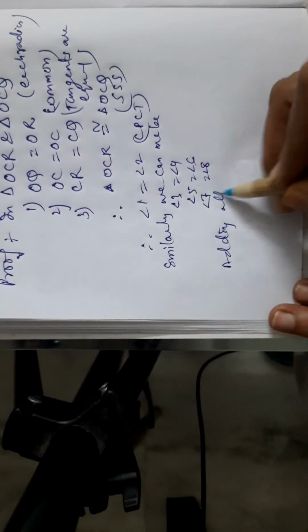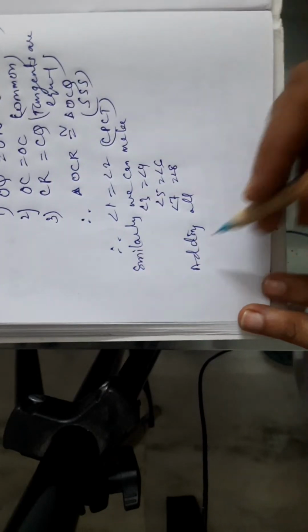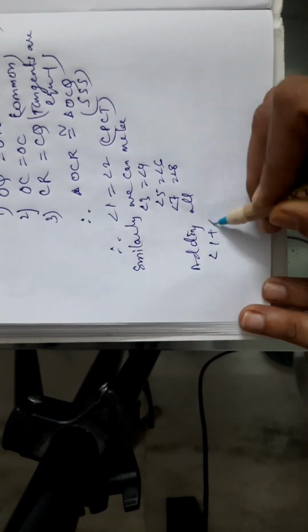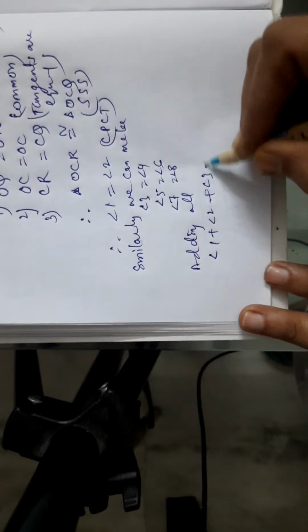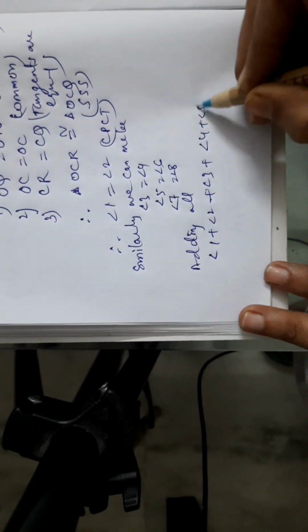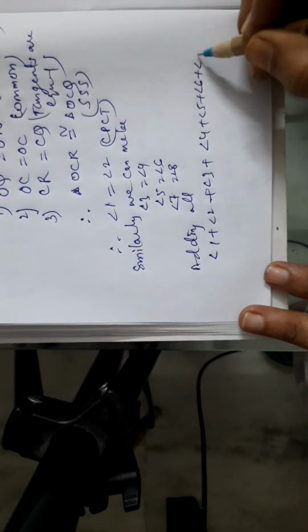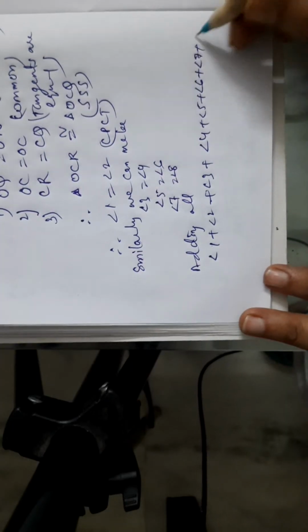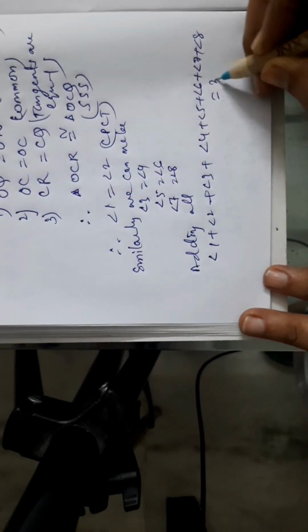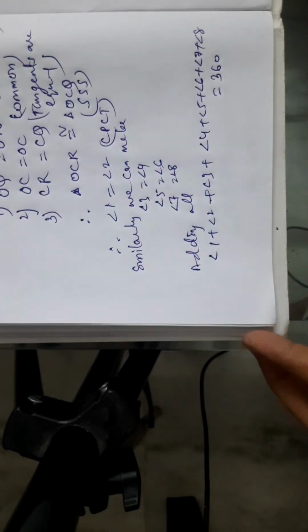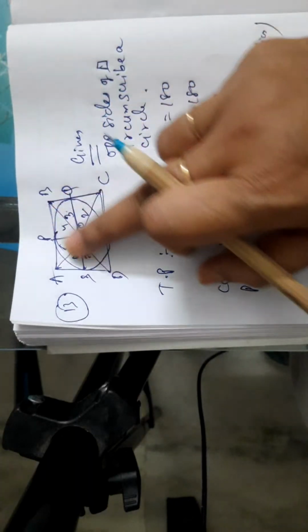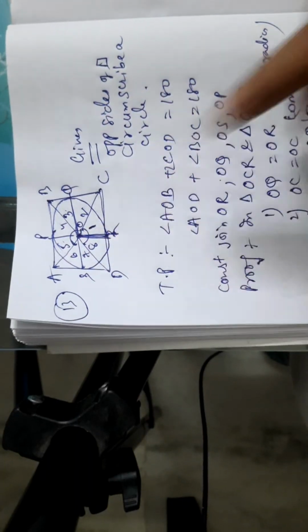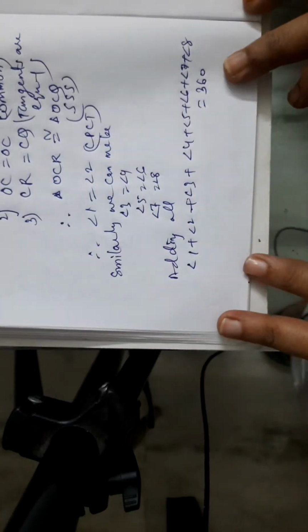When we add all the equations, it's 1 plus 2 plus 3 plus 4 plus 5 plus 6 plus 7 plus 8. Total 8 angles we are having. So the sum of all 8 will be 360, as it is making a complete circle. If we add all the angles together, it's making a complete circle, so the sum will be 360. So I replaced it with 360.